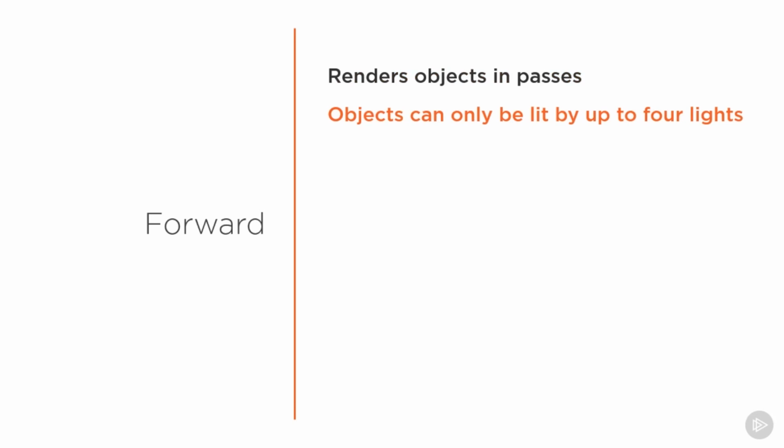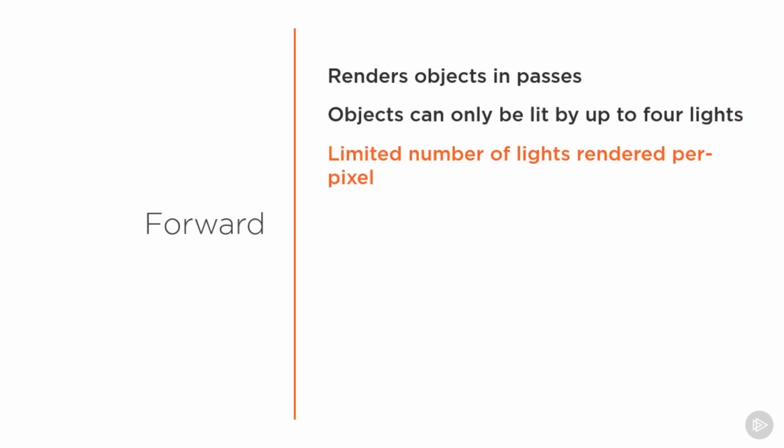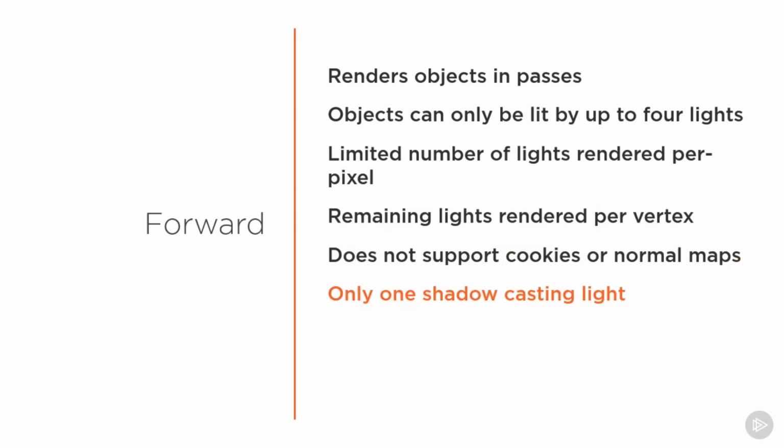The forward rendering path renders objects in the scene in passes depending on how many lights are affecting them, and it limits objects to receiving information from a maximum of 4 lights. It also changes the way that lights are managed. Only a limited number of lights are able to be rendered per pixel, and the remaining are rendered per vertex. The difference in the size of the lighting calculation can be significant depending on the complexity of your object. That means that lower poly objects are going to look more blocky. Forward rendering also does not support cookies or normal maps, and limits only one light to have shadows by default.